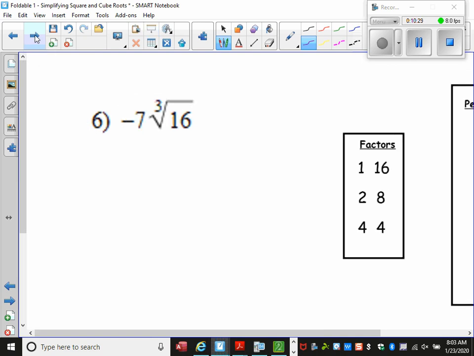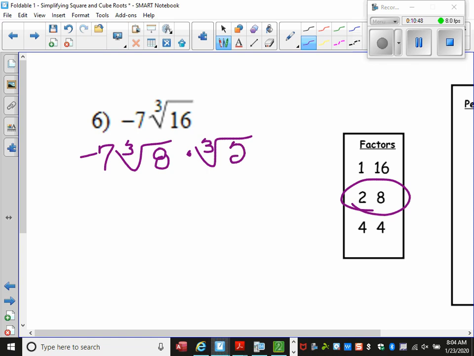Here we are with -7 times the cube root of 16. We have 8 times 2. So we're going to do -7 times the cube root of 8 times the cube root of 2. Since there's a -7 on the outside, when I take the cube root of 8 out, which is 2, multiplied by the -7, what will that give me? -14 cube root of 2.